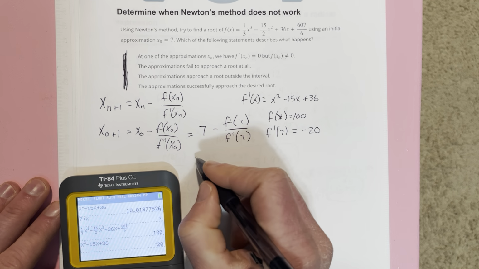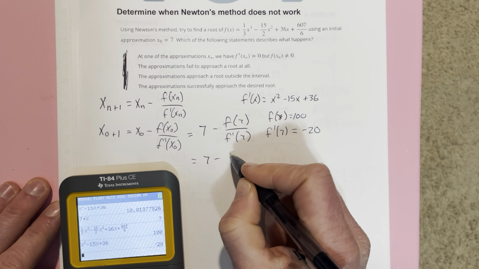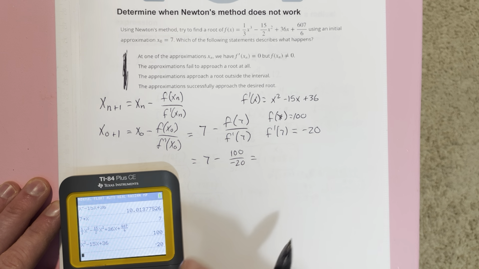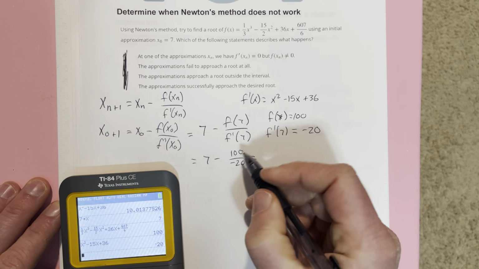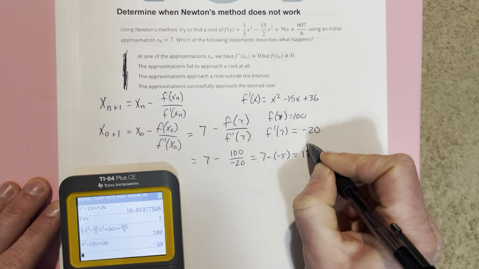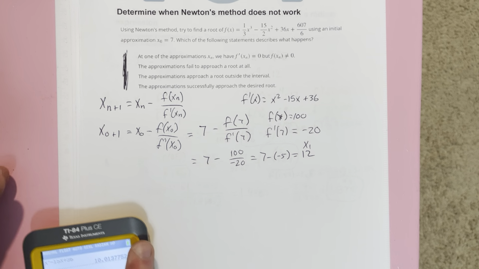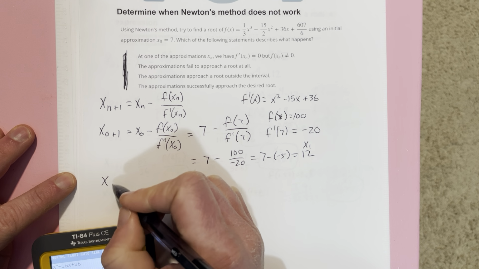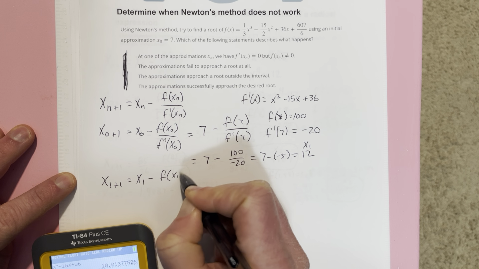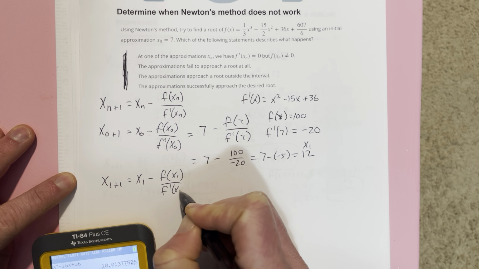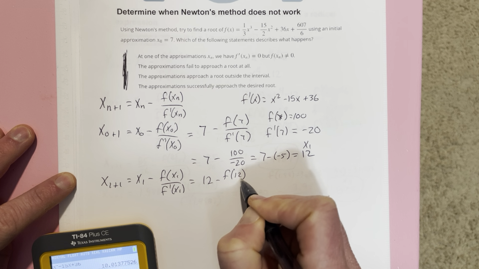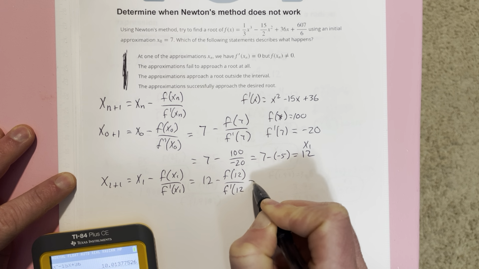So we end up with 7 minus 100 over negative 20, which is 7 minus negative 5, which is positive 12. So that's x1. Now we're going to do x2. So x sub 2 is equal to x sub 1 minus f of x sub 1 over f prime of x sub 1, which would be 12 minus f of 12 over f prime of 12.